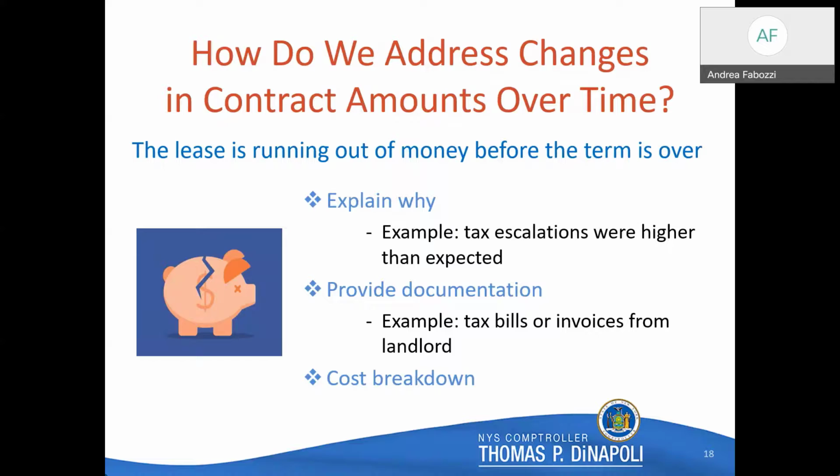You'll have to explain to us where the money went. This can be as simple as pointing out which costs were underestimated and including some documentation as proof. Documentation could be bills or invoices from the landlord that show it was more than we thought it would be. As always, you have to include a cost breakdown for the entire transaction value.